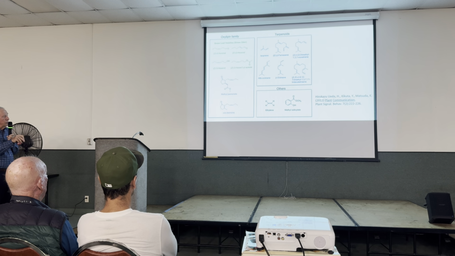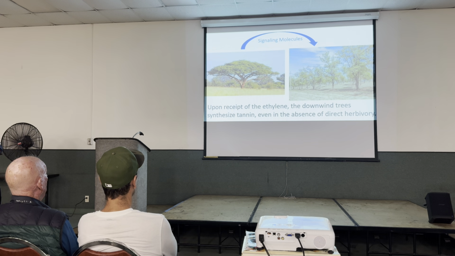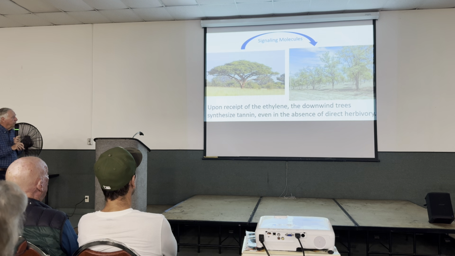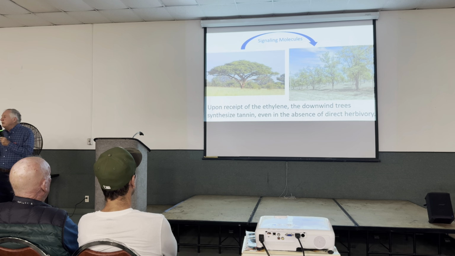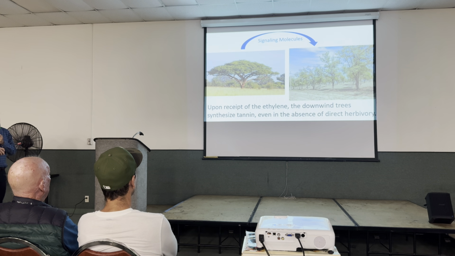Notice that this too is a 13-year-old study. It's not new material. The fact that lots of plants release compounds that are used in plant communication. So what happened was that for the plants in Africa, they released signaling molecules, and then downwind trees start to synthesize tannin even though they haven't been attacked. So this was one of the early studies that demonstrated this, and it was quite surprising.